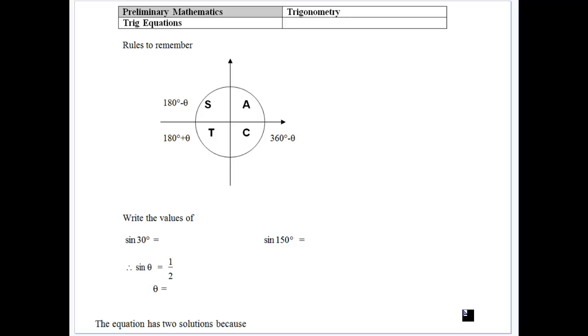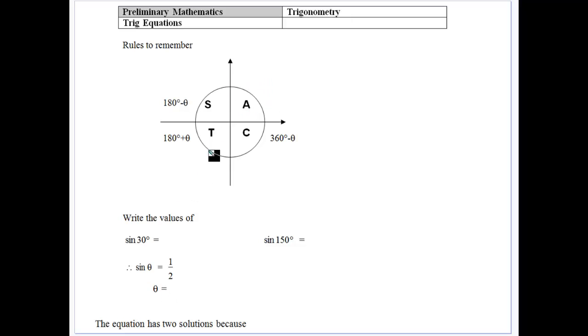It's time now to solve some trig equations. What we mean by a trig equation is a situation where we have sine of an angle, and we don't know the angle, equal to a ratio, and we have to find out what the angle could be. Before we do that, things to remember.